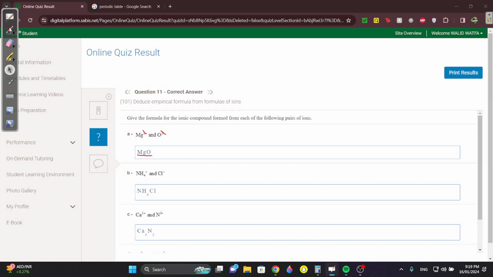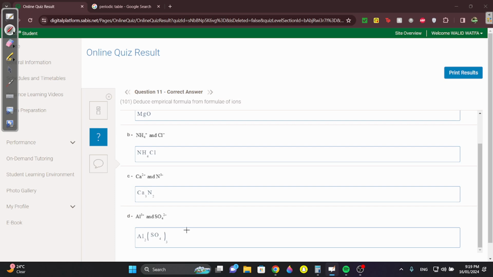Same thing for part B: NH4⁺ and Cl⁻. This is plus 1, minus 1, they cancel. So NH4Cl. And Ca²⁺ and N³⁻: now we do crisscross because they don't cancel. You take the 2 down to the N, and you take the 3 down to the Ca. So Ca3N2.